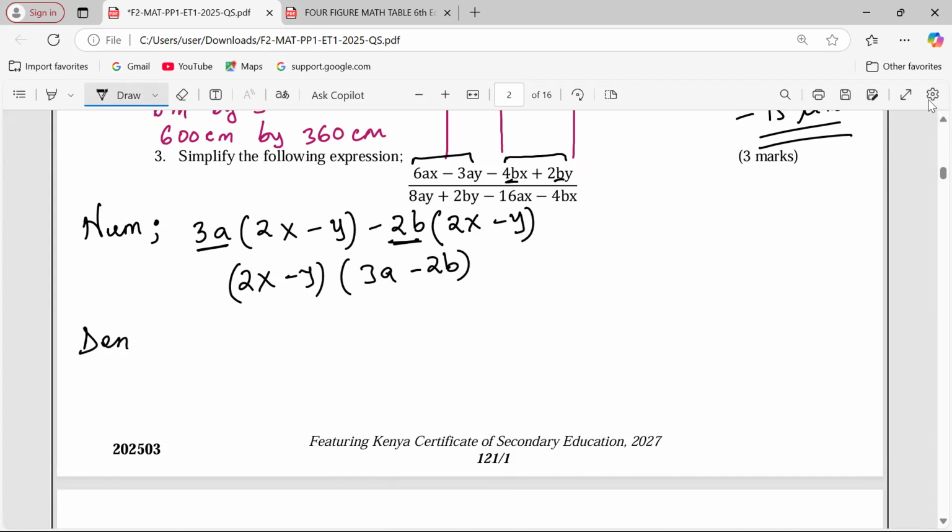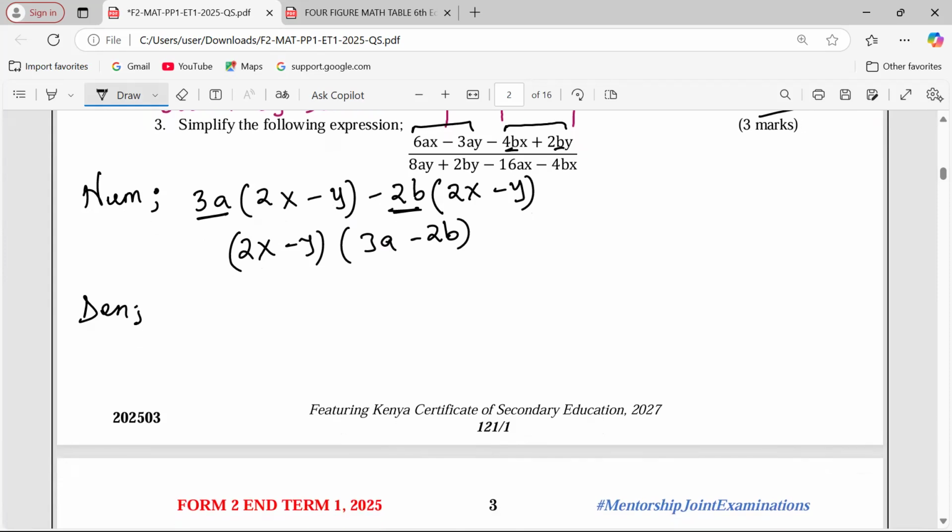Let's get to the denominator. From the denominator, we are having 8ay and 2by. What is common there? I think 2y. Yeah, 2y is common, so that we're remaining with 4a plus b, because you factored out 2y.